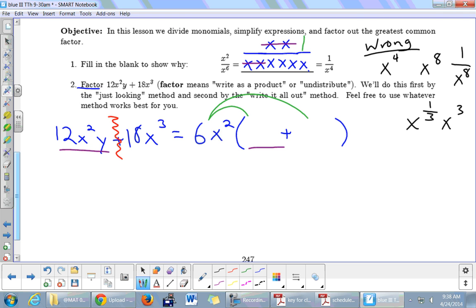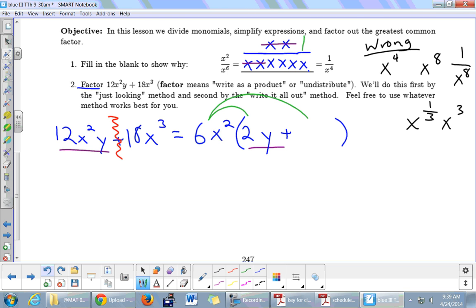So 6 times what will give me the 12? 2. And then I've got x squared times something is supposed to give me x squared. Do I need any more x's in there? Do we need 1? I just need the y. I don't need any more x's in there. If you put another x in there, x squared times x would be x cubed. We only have x squared, so we don't need any x's, but we do need a y, because this 2y times this 6x squared will give me 12x squared y, which is exactly what I want.